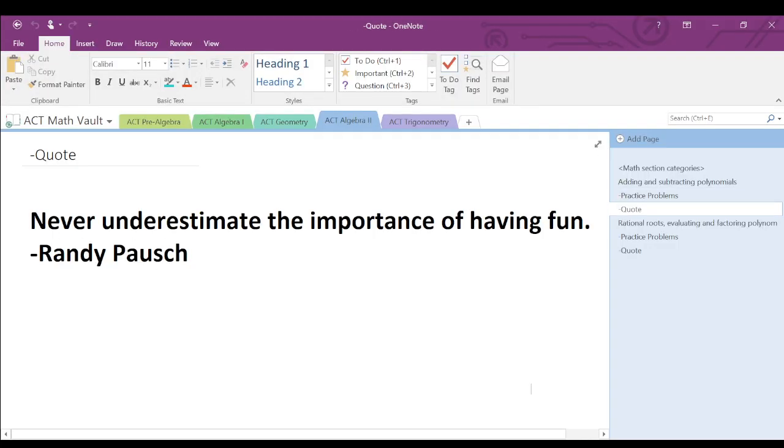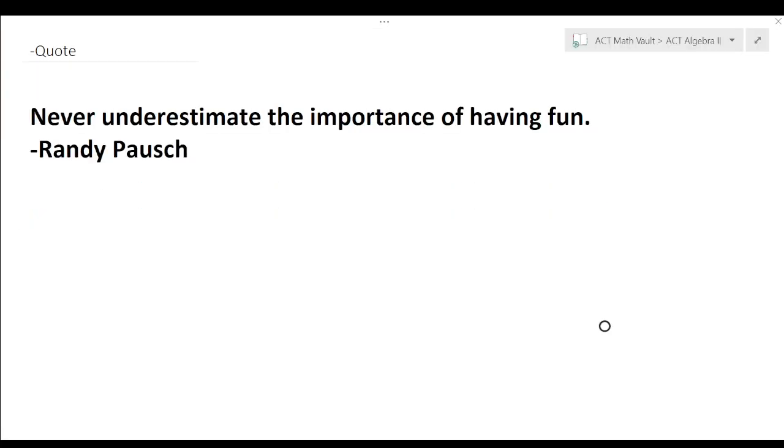All right, a quote to leave you with some inspiration. Never underestimate the importance of having fun. That is some great wisdom.